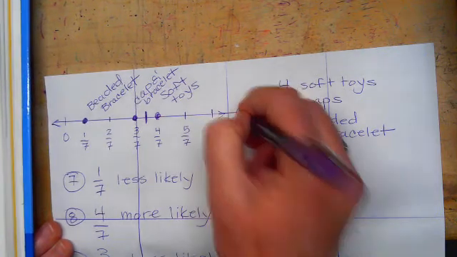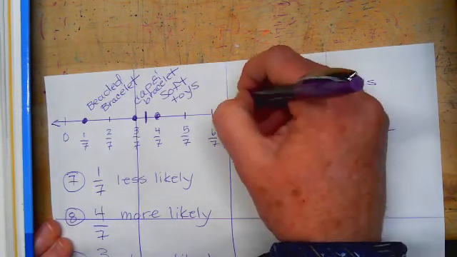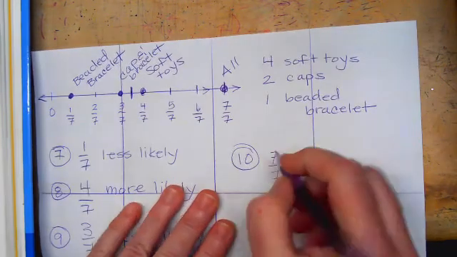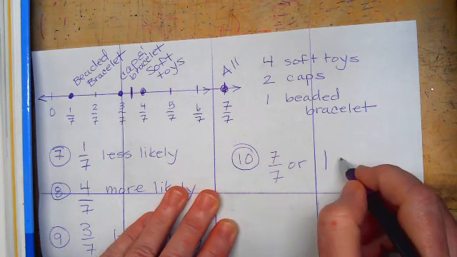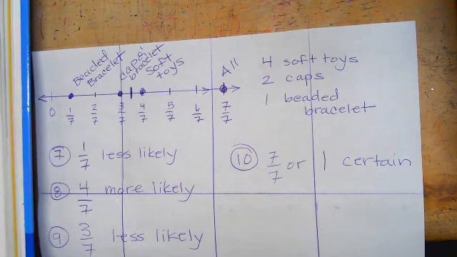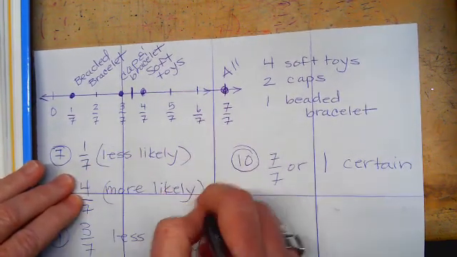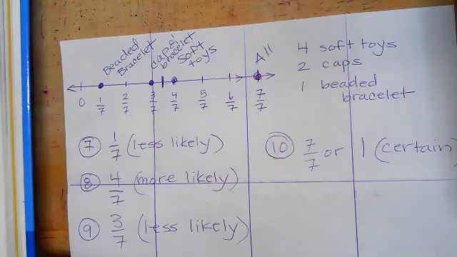And number 10. The probability of getting a beaded bracelet, a cap, or a soft toy. Well, there's 4, 5, 6, 7. So that would be right here. She's going to get one of those. So it would be 7 out of 7. I'm just going to write all on there. Or 1, because 7 out of 7 is equal to 1. And that's certain. She's going to get one of those things because they're in the bag, right? And so it is certain that she will get one of those things.